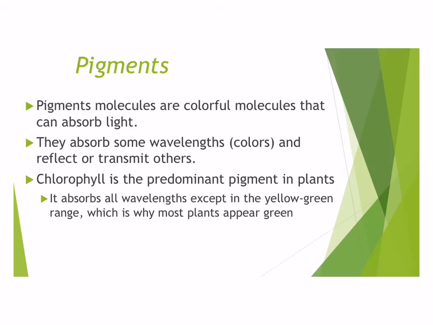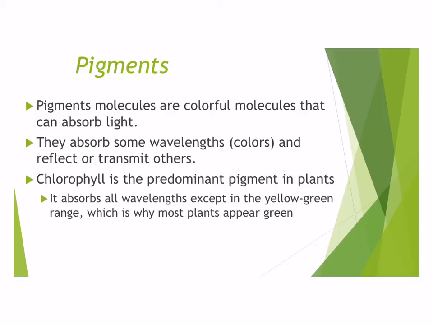Now, we see plants as green because of these molecules within the chloroplast called pigments. Pigments are molecules that are colorful in various ways. Paints have pigments in them. And they're colorful because they absorb some wavelengths and they reflect others. And remember, what they reflect is what we see as that color. So they're going to absorb some and reflect or transmit others.